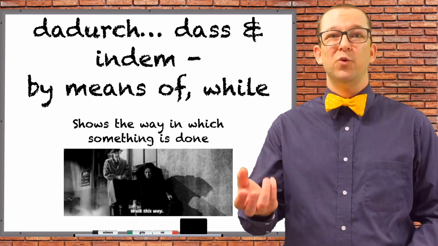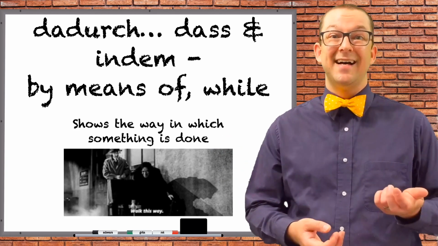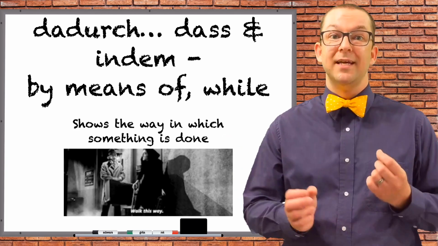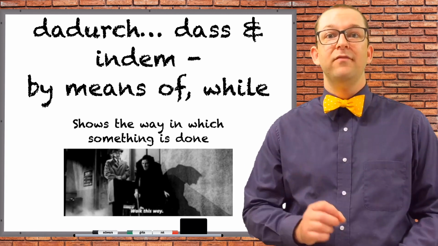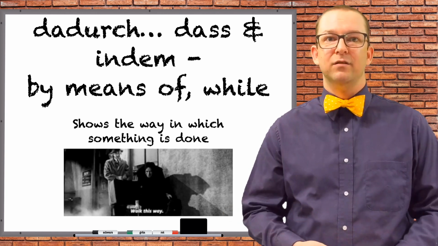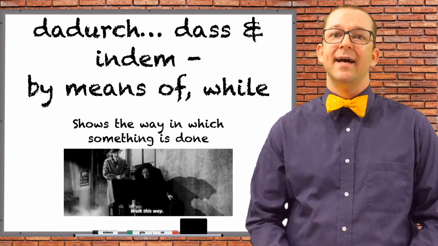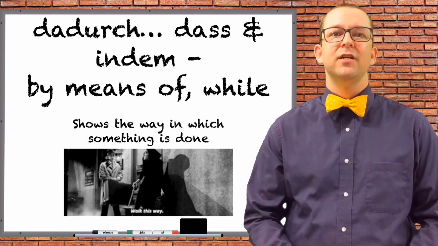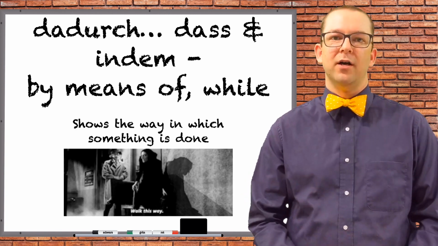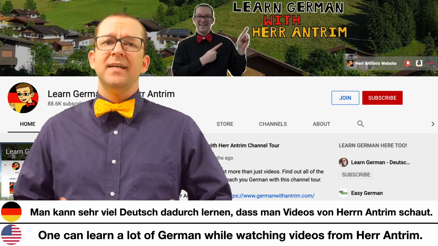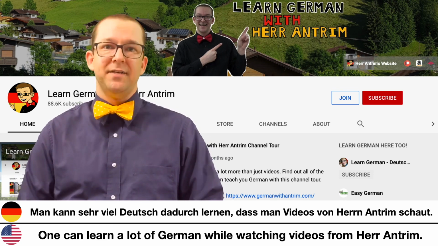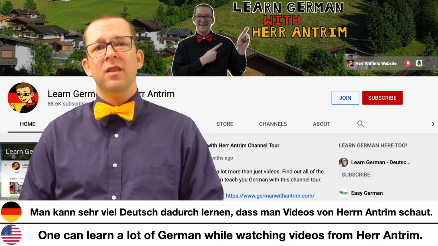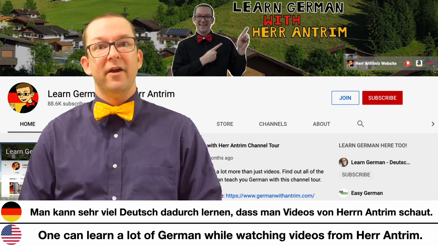If you use dadurch in the main clause and dass to connect the subordinate clause, it means the same thing as the subordinating conjunction indem. Both of these mean something like "by means of." You will often see them translated as "while," but the translation doesn't really encompass what's really going on. For example, man kann sehr viel Deutsch dadurch lernen, dass man Videos von Herrn Antrim schaut. One can learn a lot of German while watching videos from Herr Antrim.